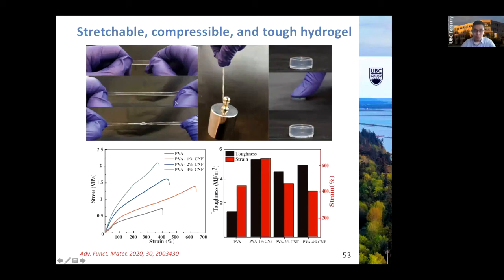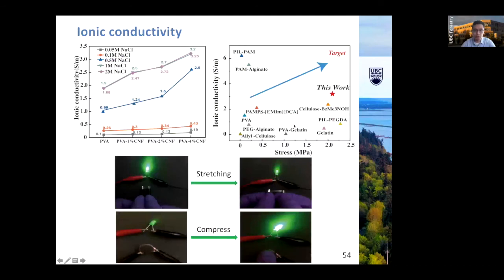The organic hydrogel shows transparency. It shows very good stretchability as well as compressibility. I show here that we introduce different amounts of sodium chloride in there, for example, 0.05 molar to 2 molar. As we increase the sodium chloride, the ionic conductivity increases.